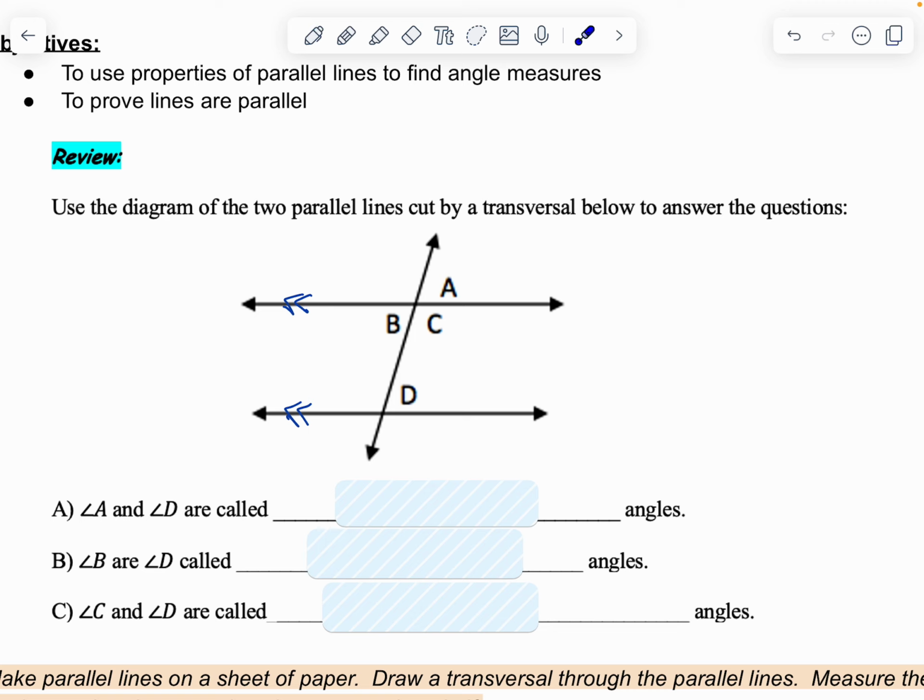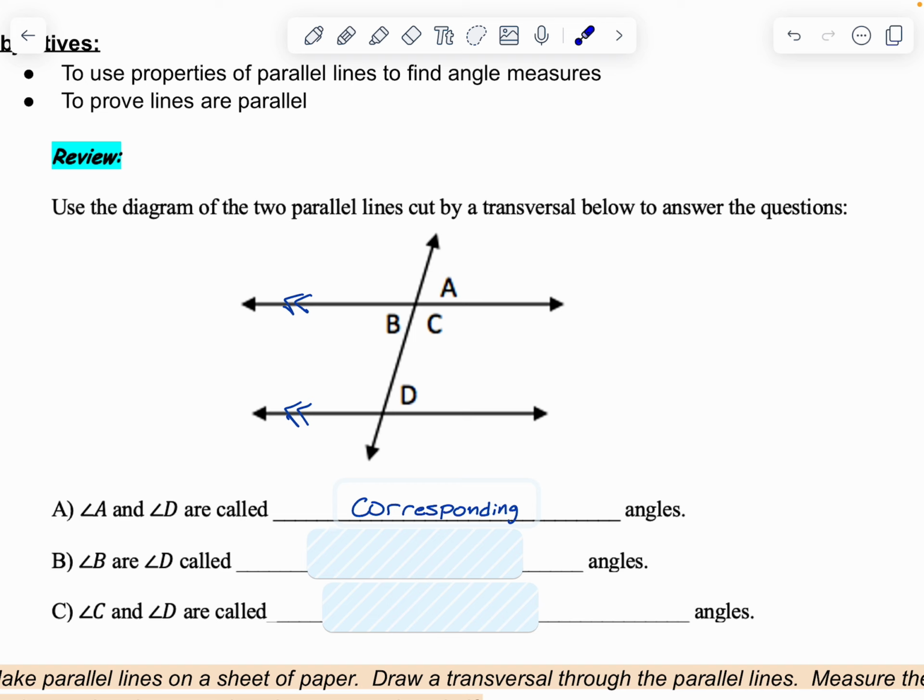A and D, well, they're on the same side of the transversal, but one of them is exterior and one of them's interior, so it's not going to be consecutive interior or consecutive exterior. Those are actually going to be corresponding. This angle right here is in the top left. Angle A is in the top right. Angle B is in the bottom left. And angle C is in the bottom right. And looking at angle D, that's in the top right. So all we have to do is match that. Angle A and angle D are corresponding angles because they have corresponding positions.